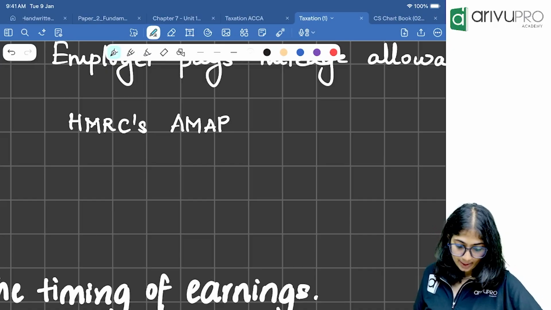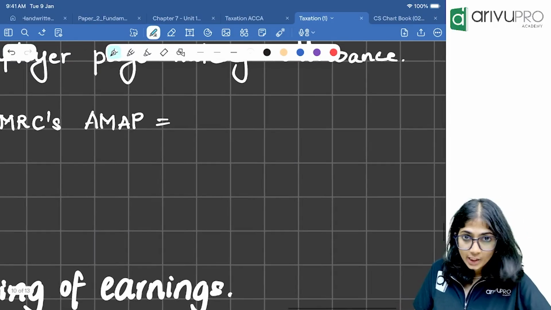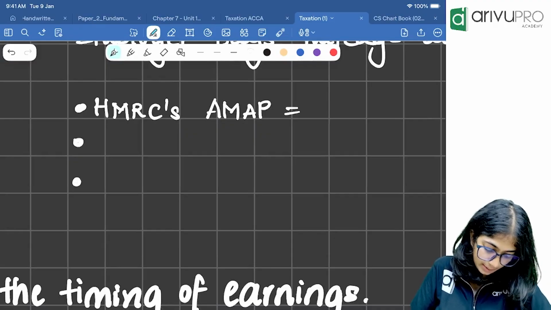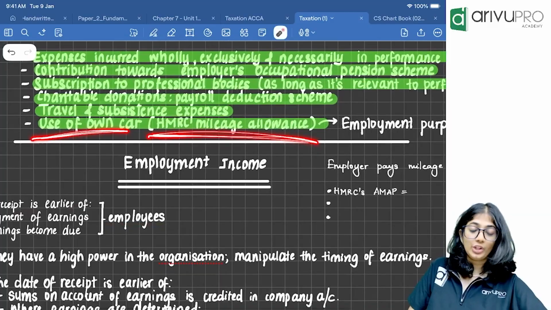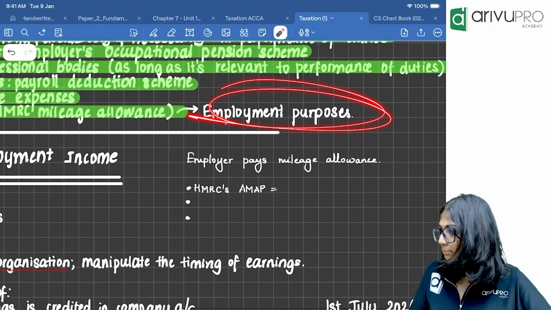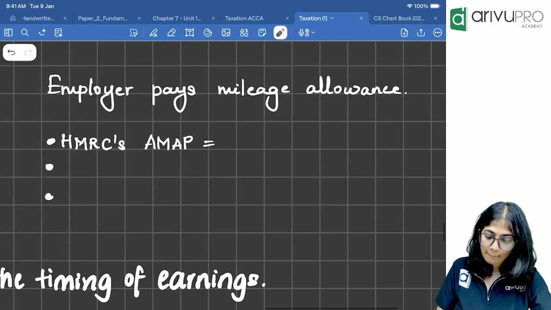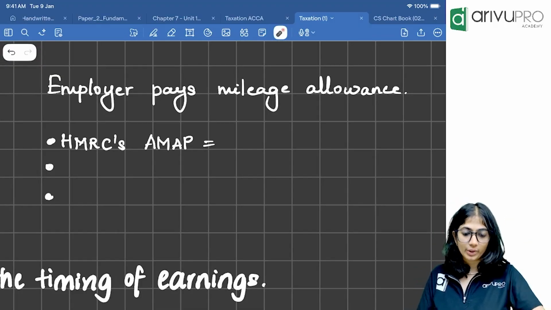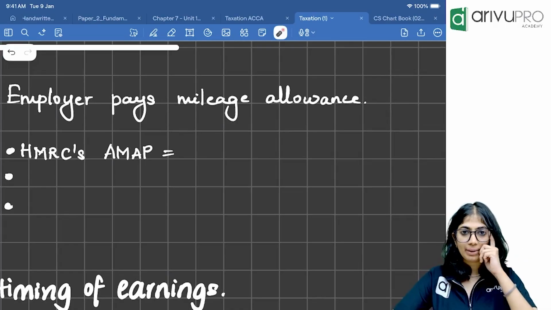HMRC's AMAP, if it's equal to, listen very carefully, there are three scenarios you need to keep in mind when it comes to use of your own car. Use of your own car, you usually use HMRC's mileage allowance. That is use of your own car for employment purposes. We already looked at this point. What's going to happen? Let's say the employer pays a certain amount of mileage allowance for use of your own car.